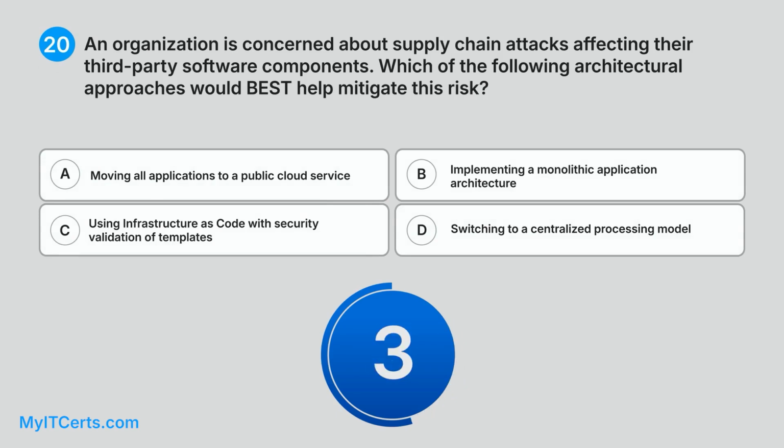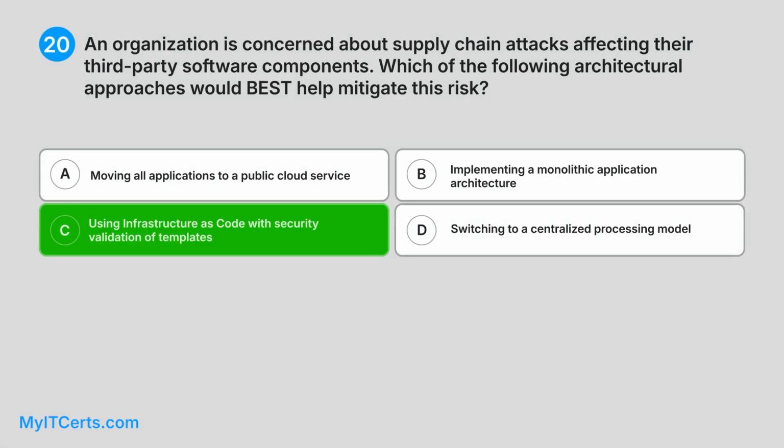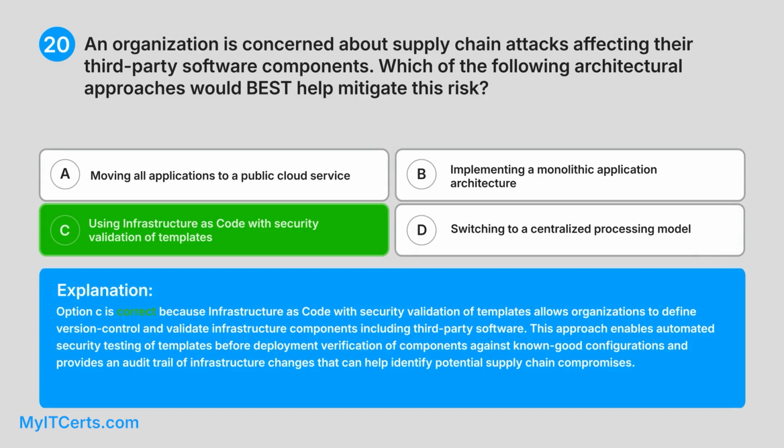Can you guess the answer? Correct answer. C. Using infrastructure as code with security validation of templates. Explanation. Option C is correct because infrastructure as code with security validation of templates allows organizations to define, version control, and validate infrastructure components, including third-party software. This approach enables automated security testing of templates before deployment, verification of components against known good configurations, and provides an audit trail of infrastructure changes that can help identify potential supply chain compromises.